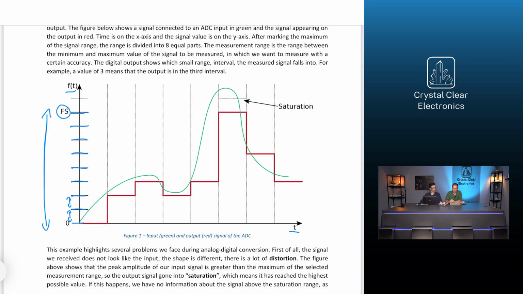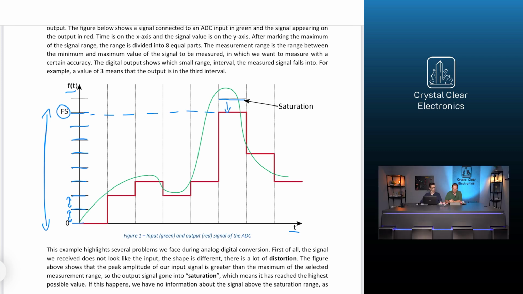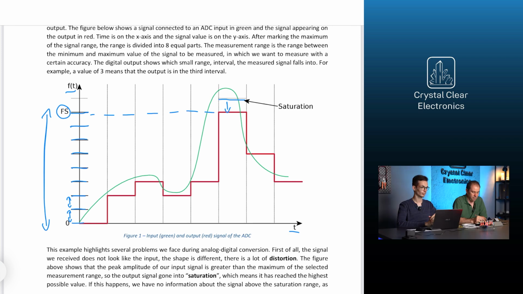This example highlights several problems. First of all, the signal we received does not look like the input, the shape is different. The figure shows that the peak amplitude of our input signal is greater than the maximum of the selected measurement range, so the output signal went into saturation, which means it has reached the highest possible value. This phenomenon indicates that the full scale of the selected ADC, that is, the maximum input analog voltage the converter can measure without saturation, is too small.